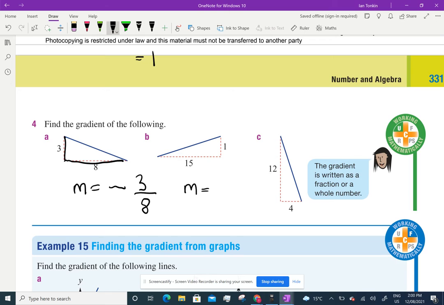This one, it's going up. It's positive. Remember, if it's positive, I don't have to put a sign. Going up, 1. Going across, 15.